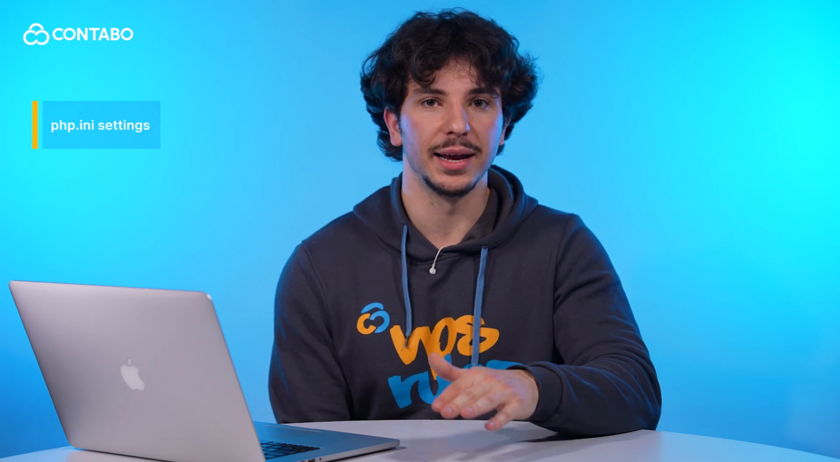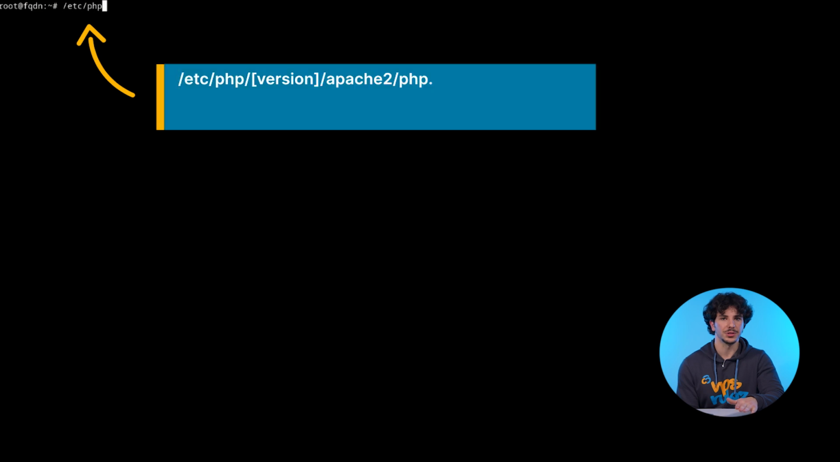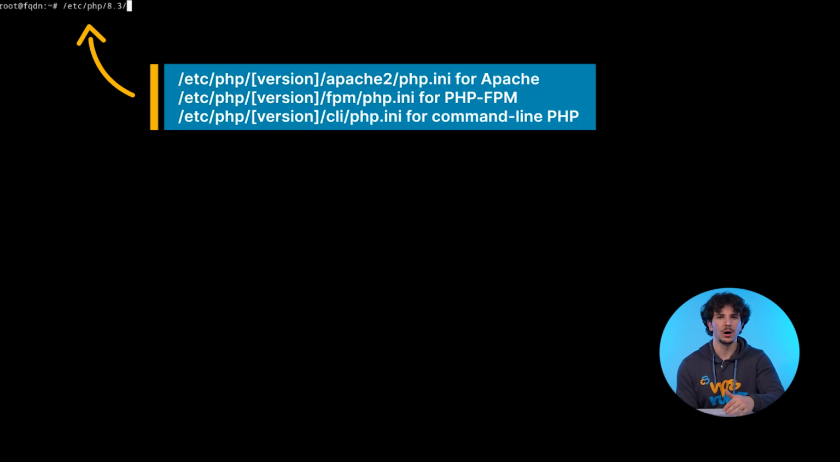These are often referred to as your php.ini settings. PHP settings are controlled by a configuration file called php.ini. Depending on your server and setup, it's usually found here for Apache, PHP-FPM, or command line PHP. This structure reflects both standard php.ini and PHP-FPM settings.